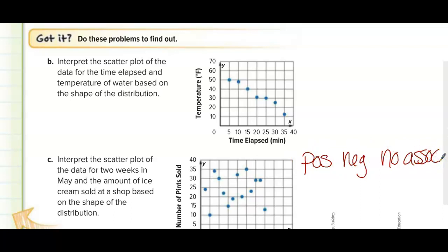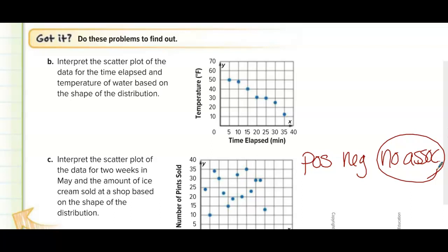Looking from left to right, it's not like the information generally goes up, and it's not really like it generally goes down. It's just kind of everywhere. So I would say this has no association. And since it has no association, it isn't linear and it isn't nonlinear. So we can't really answer that question. We would just say no association.